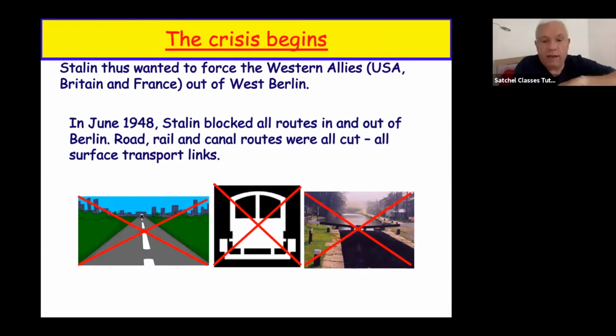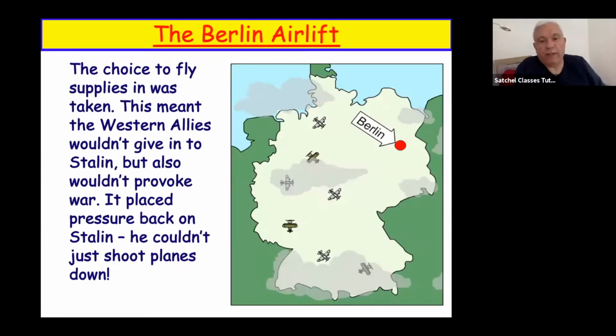So he wanted to make sure that people could not leave or could not get into West Berlin, cutting off all the routes into West Berlin. The choice then, what could the Allies do? The choice to fly supplies in was taken. This meant the Western Allies wouldn't give in to Stalin, but also wouldn't provoke war.